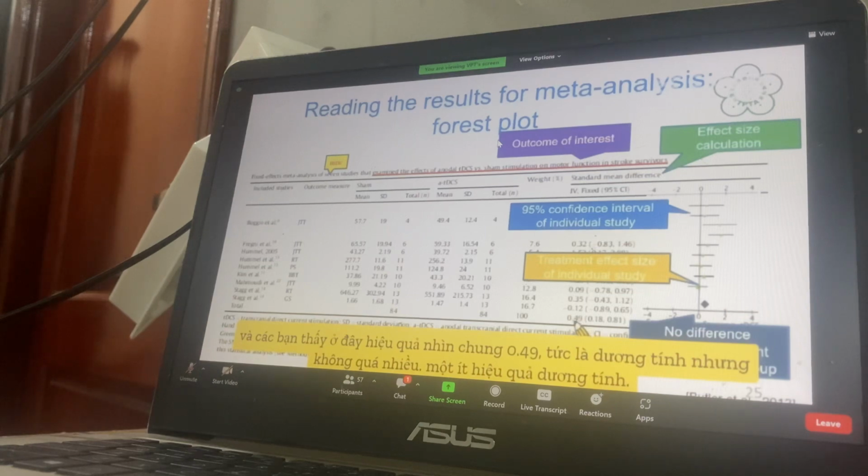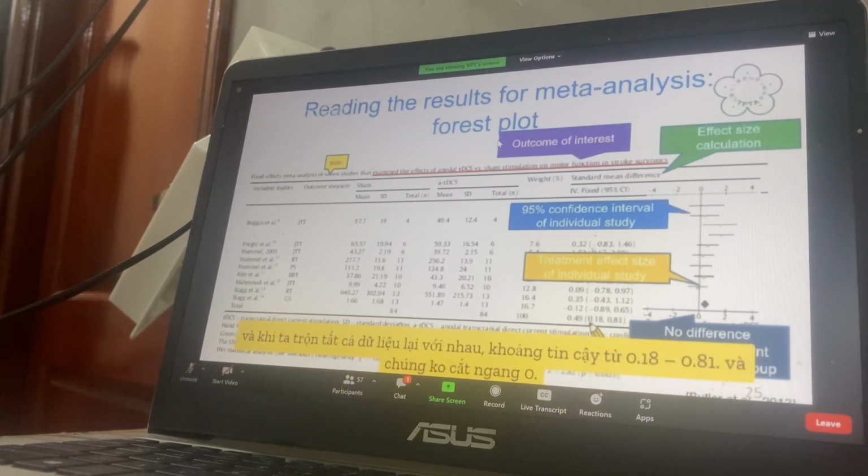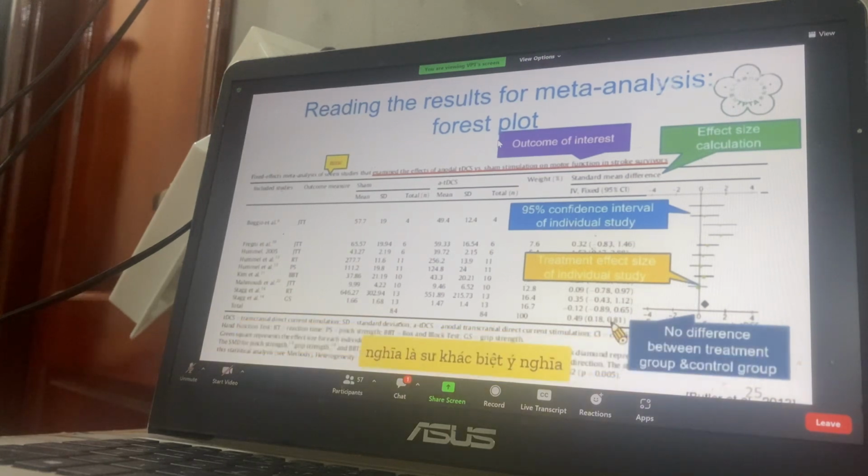And what we can see here is the overall effect will be 0.49, so it's positive, but it's not huge, okay? It's a little positive effect. And when we are pooling all the data together, the confidence interval is from 0.818 to 0.81. So it's not crossing the 0, which means it is statistically significant.